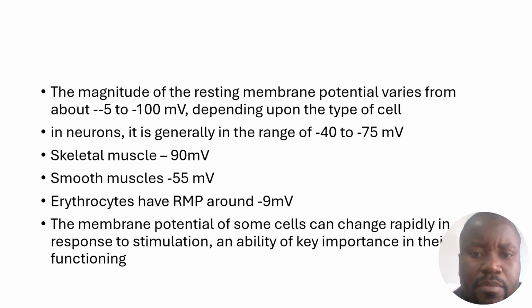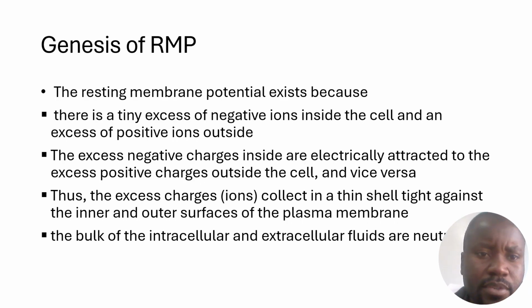The magnitude of the resting membrane potential varies from about -5 to -100 millivolts depending upon the type of cell. For example, skeletal muscles generally have a resting membrane potential of -90 millivolts, smooth muscles -55 millivolts, and erythrocytes, red blood cells, about -9 millivolts. The nerve cell or neuron is about -70 millivolts. The membrane potential of some cells can change rapidly in response to a stimulus, and this ability becomes very key in their function.